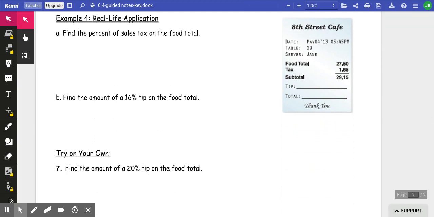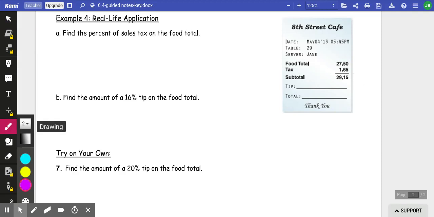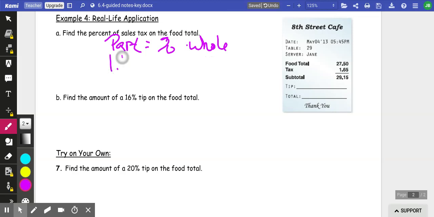Okay, let's look at example 4, a real life application. We are going to find the percent of sales tax on a food total. Over here it says we have $27.50 for food. Our tax is $1.65. The total between the two is $29.15. So I want to find the percent that this tax is. I know the amount that the tax is, that's the portion, so that is my part, right? So we have part equals percent times whole, so our part is going to be the $1.65.